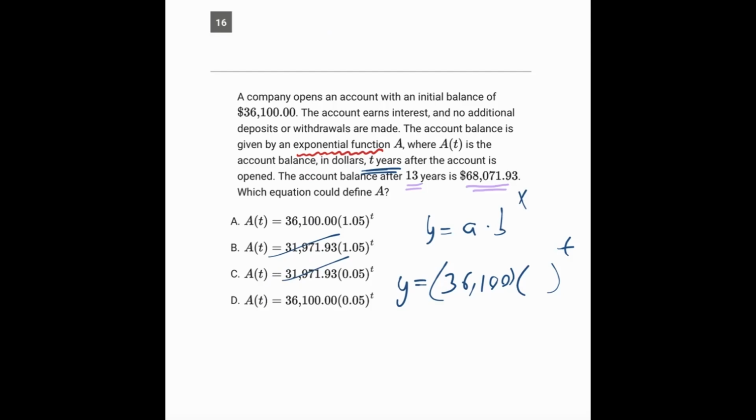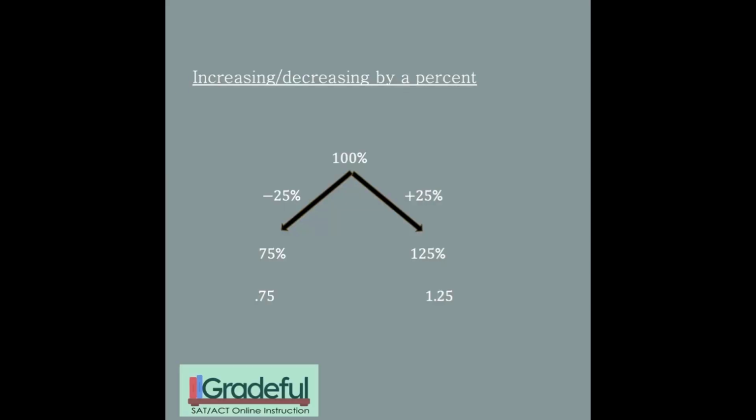And that's because when you're changing something by a percent, it follows this format. The numbers start at 100. Let's just say we're increasing or decreasing by 25. We would go up or down from there. Up by 25 gives you 125%. Down by 25 gives you 75%. And then moving the decimal 2 spaces over, you'd get 1.25 or 0.75.